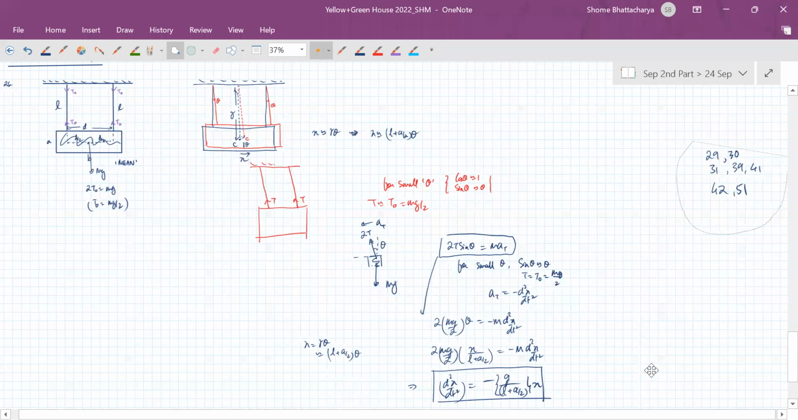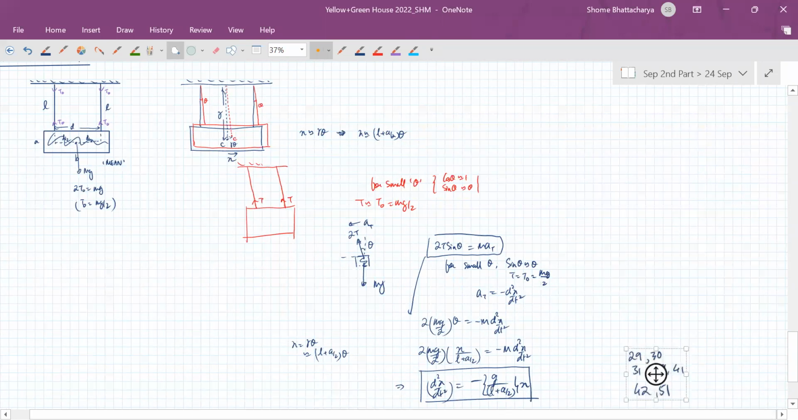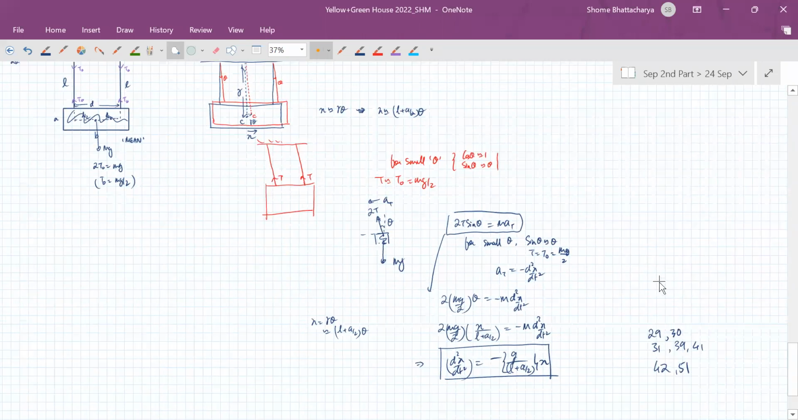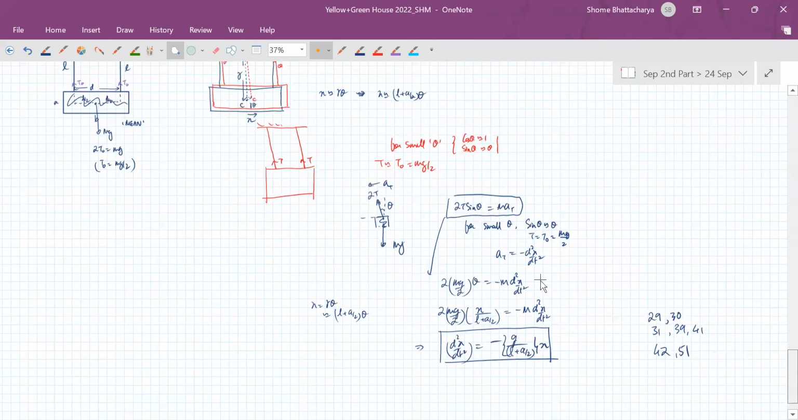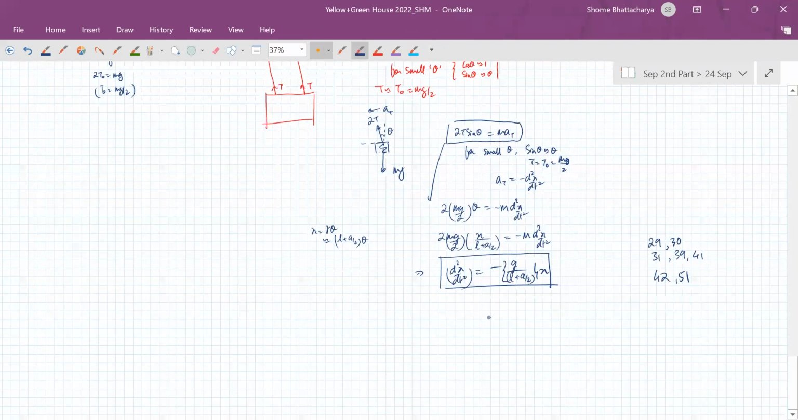So in question 26, the answer behind is given under L. Here the time period is coming 2 pi under root (L plus a by 2) divided by g, whereas the answer is probably given as 2 pi under root L by g, right? Yes. So there they have neglected a by 2 compared to L. That's one.